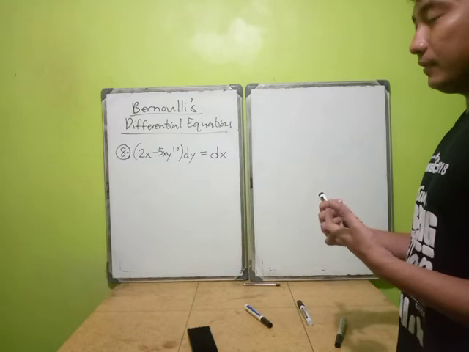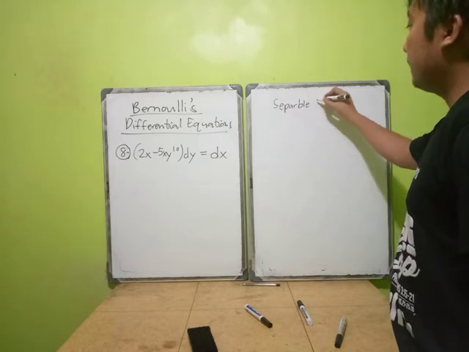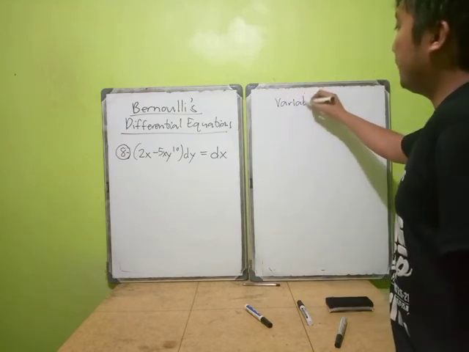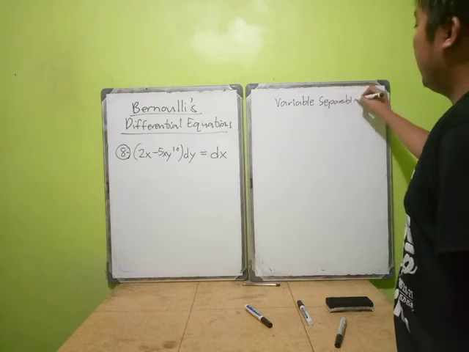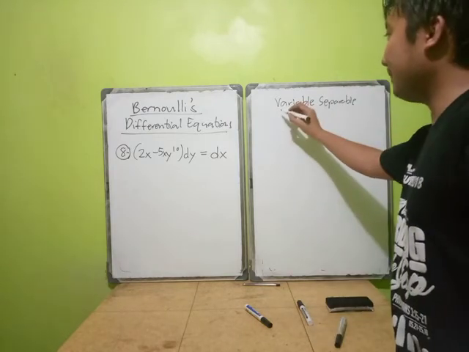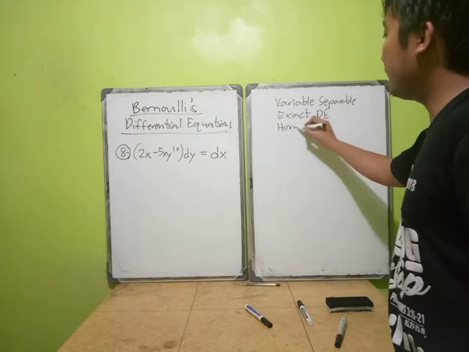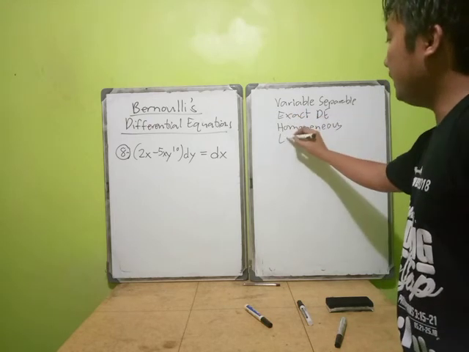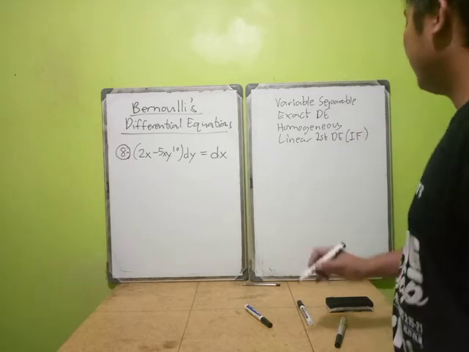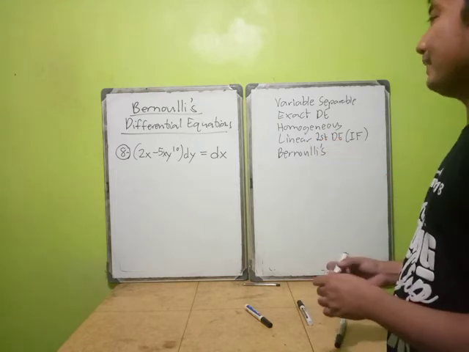Okay? Maybe you have no idea where to start. So, let's list the possible solutions. Okay. So, first, we must identify. Okay? So, you cannot skip writing this in your solutions. Identify whether it is variable separable, exact, homogeneous, linear first DE, which is integrating factors, or Bernoulli. Okay. So first, is it variable separable?